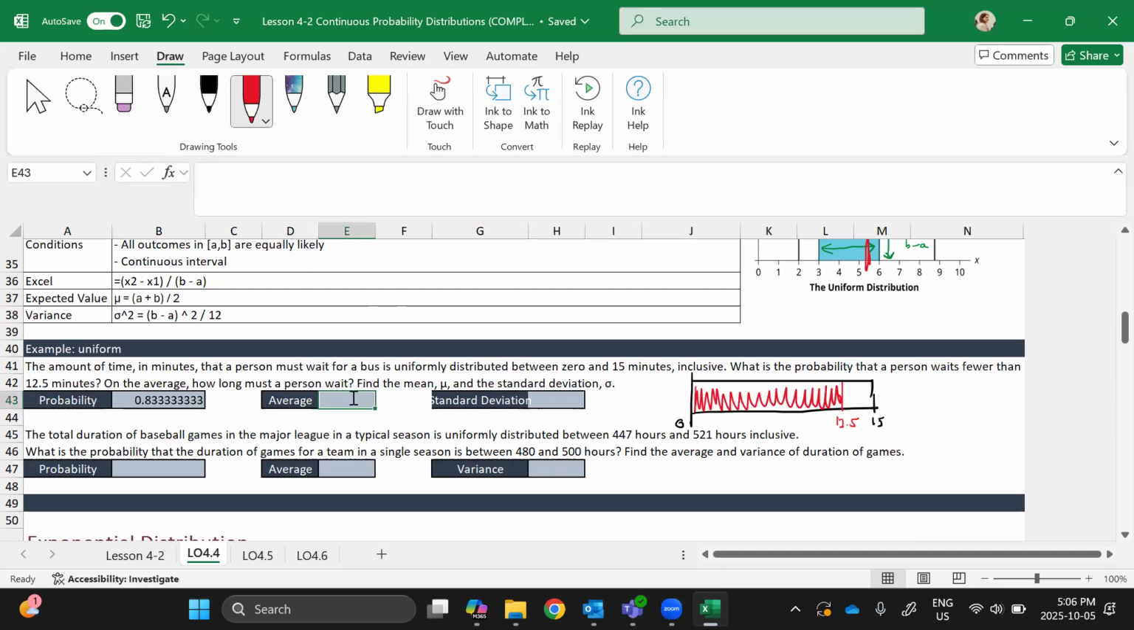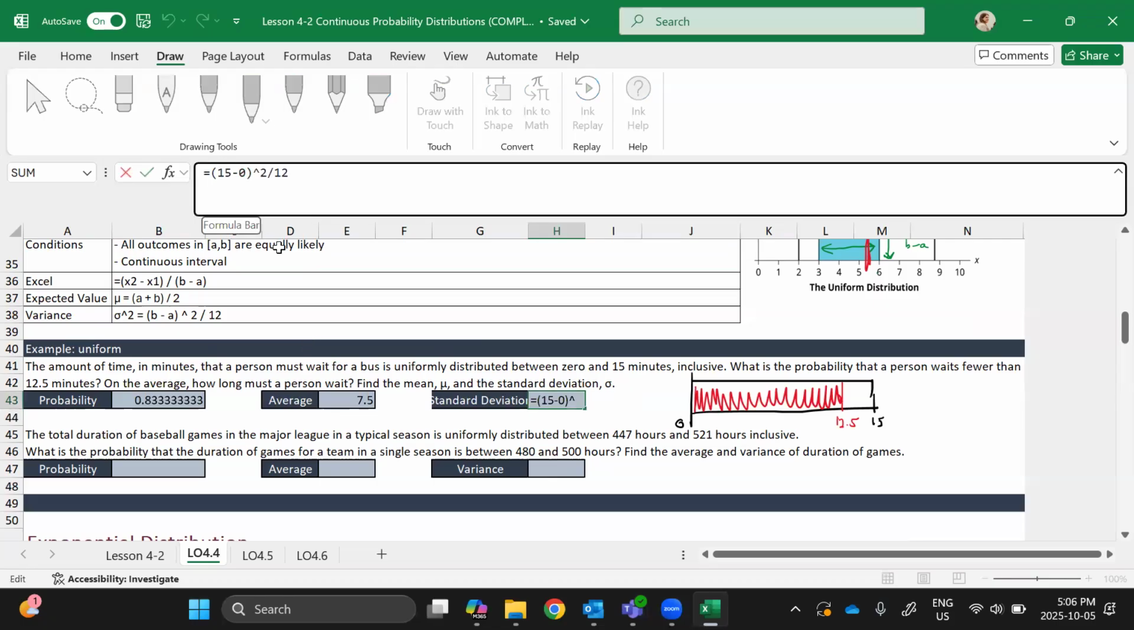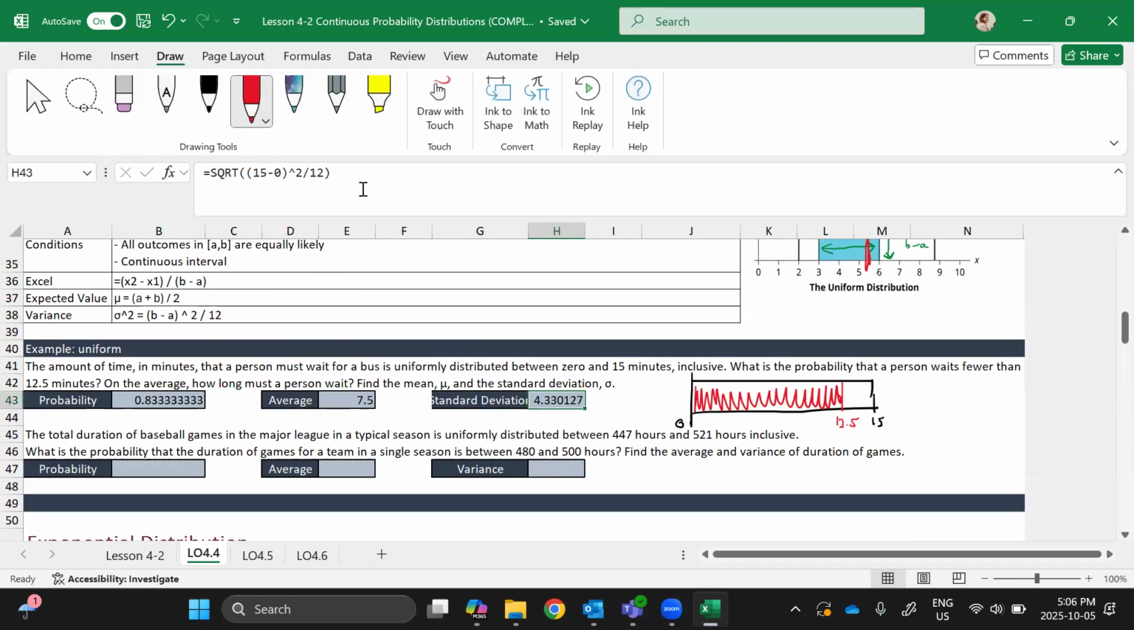On average, how long do they wait? That's just the middle between 15 and 0, which is 7 and a half. And what's the spread of the minutes that they wait? That's the standard deviation. We can calculate the variance by doing maximum minus minimum to the power of 2 divided by 12, but that would be measured in minutes squared. To get the standard deviation, you just take the square root of that to put it back into the original units. So on average, they wait about 7.5 minutes, but the standard deviation is about 4.33 minutes. So there is quite a bit of variation in the minutes you can expect to wait.